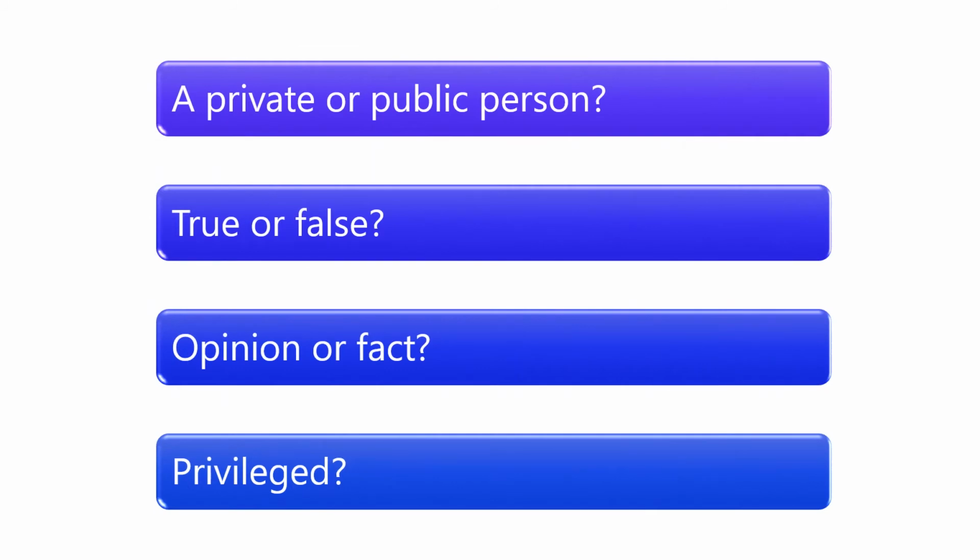There are four things to determine whether defamation has occurred. Courts take into consideration these four factors. First, whether the targeted individual was a private person or a public person. Second, whether the communication was true or false. Third, whether the expression was an opinion or fact. And fourth, whether the comment was privileged or not.